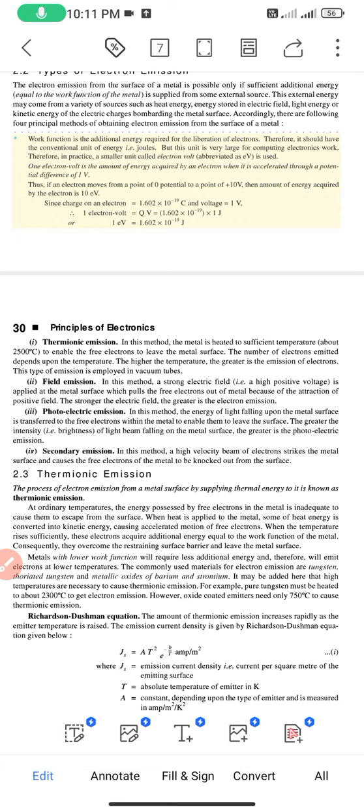In this method, the metal is heated to a sufficient temperature, about 2500 degrees Celsius, to enable the free electrons to leave the metal surface. The number of electrons emitted depends upon the temperature. The higher the temperature, the greater is the emission of electrons. This type of emission is employed in vacuum tubes.